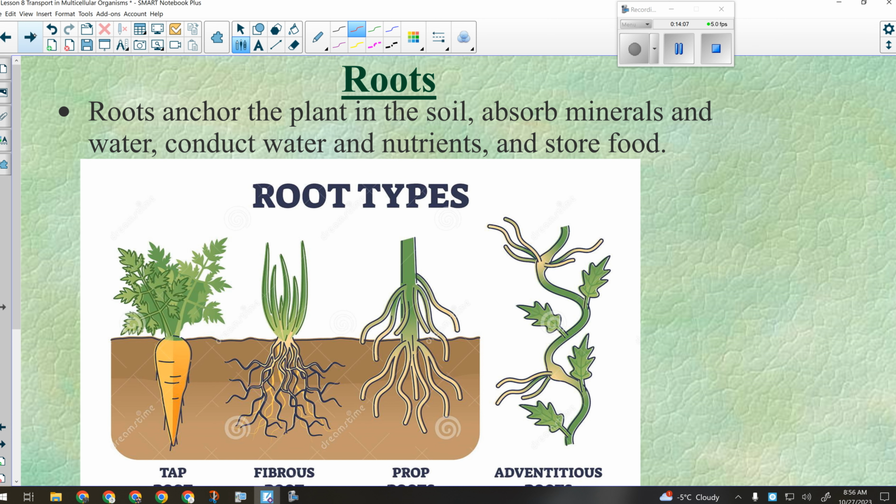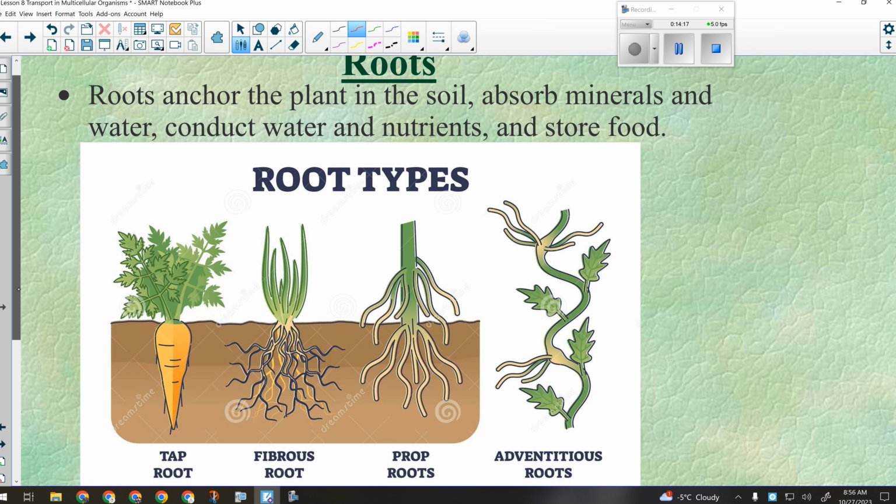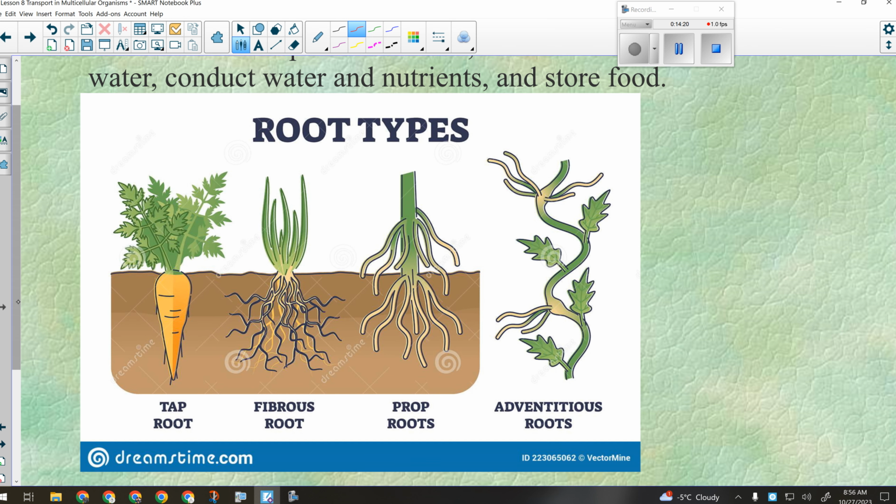And they can be modified to store food, like the rhizome and the tuber and things like that. Okay, now roots come in a few different kinds. We're going to be mostly focused on these two types because the other two are kind of hybrids. Okay, so taproots. If something has a taproot, it has a single root that goes down generally pretty deep.